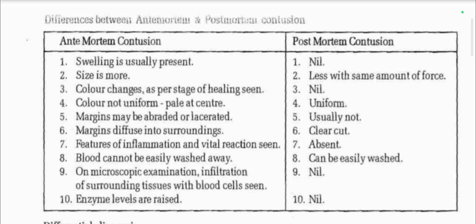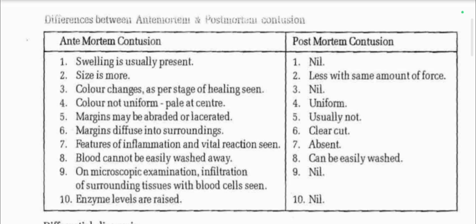So in ante-mortem contusion, just imagine a contusion and you're going to see swelling, the size would be more, color changes would be there, color would not be uniform, the margins would be either abraded or lacerated, then the features of inflammation and vital reactions are seen because the person is living, right? Blood cannot be easily washed away due to clotting or localized collection of blood. And on microscopic examination, infiltration of surrounding tissues with blood cells is seen. So these are the basic points. You just have to imagine a contusion in a living person and then you have to write.